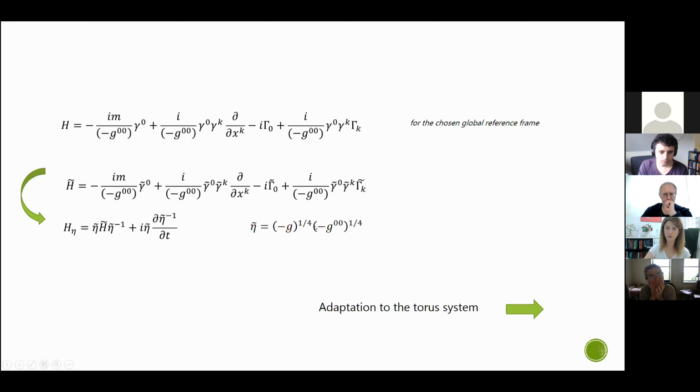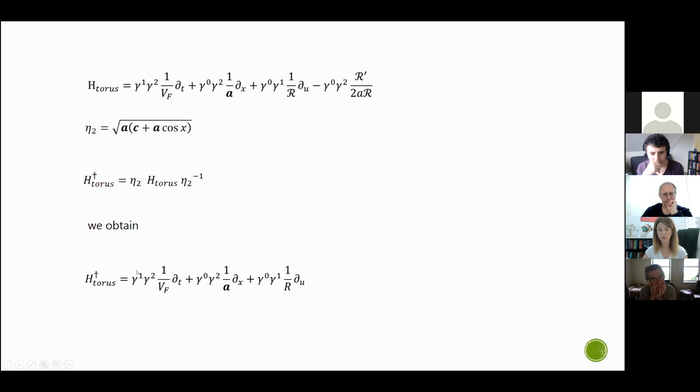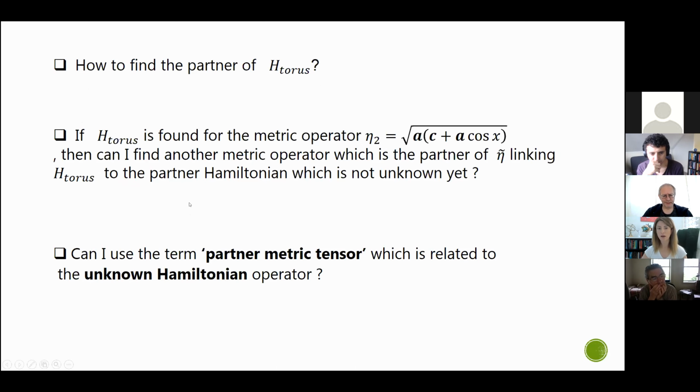If I apply this formulation, I can get the Hermitian counterpart of the torus Hamiltonian. So in the next, I wonder what is the partner of the Hamiltonian of the torus. And the next question, if I find the metric operator, can I find another metric operator which is linking this torus Hamiltonian to the partner Hamiltonian? And also the other question is, how about using the partner metric tensor, which is related to the partner Hamiltonian of the toroidal Hamiltonian?